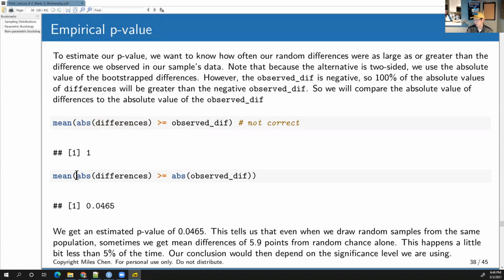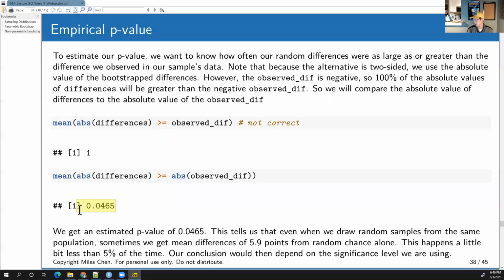What we're going to have to do is the absolute value of the differences compared to the absolute value of the observed difference. And it happens, we get an empirical p-value of, again, just under 5%, around 4.6%. So this aligns quite closely with our t-test, okay?